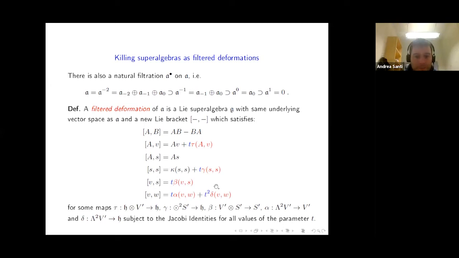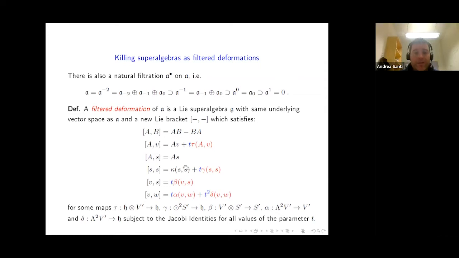Of course, remember that in our case, there's also a parity lying around, which constrains the situation. That's what happens if you consider parity as well. So you don't modify the bracket between elements of S. If you do A and V, well, A has degree zero, V has degree minus two, so overall it is minus two. So in principle, you could add to the bracket of A and V, which is your original contribution, also components in degree minus one and zero. But the minus one is odd, so you don't see that. So we have a map tau from H and V' that takes values in H. The bracket of H and S' is unchanged for parity reasons.